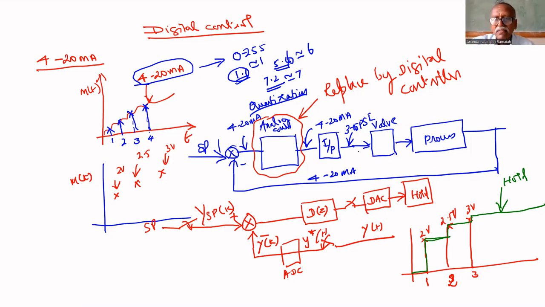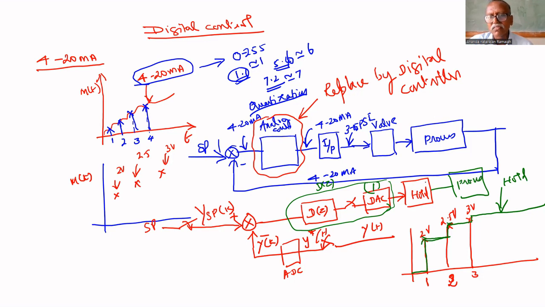But here, up to the DAC, it is digital, because the DAC input is also a digital signal. So up to this, it is digital. D of Z. This is D of Z. Let us assume that the DAC model is 1. Then the hold circuit, then the process. The hold circuit converts this into a continuous signal.